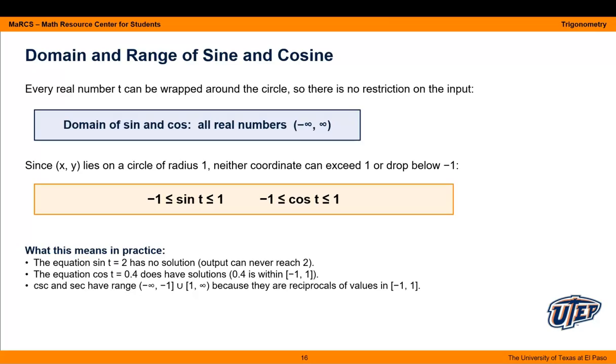Now let's think of sine and cosine as functions. Since every real number t can be wrapped around the circle, sine and cosine are defined for all real numbers. So their domain is all real numbers. Their range, however, is limited. Because the x and y coordinates on the unit circle are always between negative 1 and 1, sine of t is between negative 1 and 1, and cosine of t is also between negative 1 and 1. So sine and cosine can never be greater than 1 in magnitude. That is why something like sine of t equals 2 is impossible.